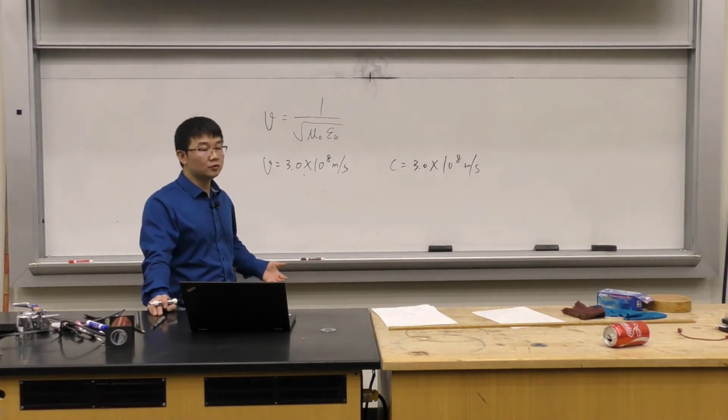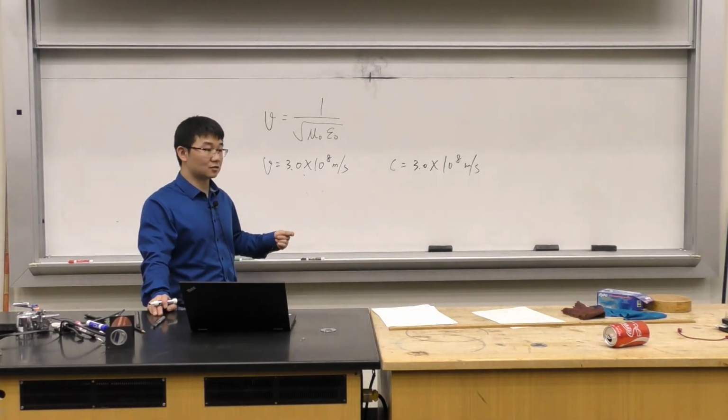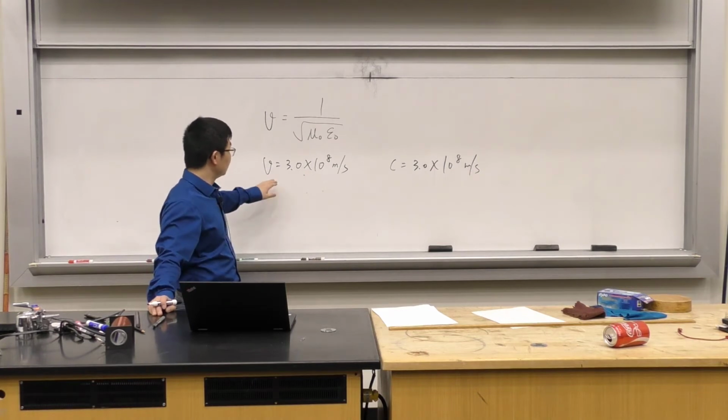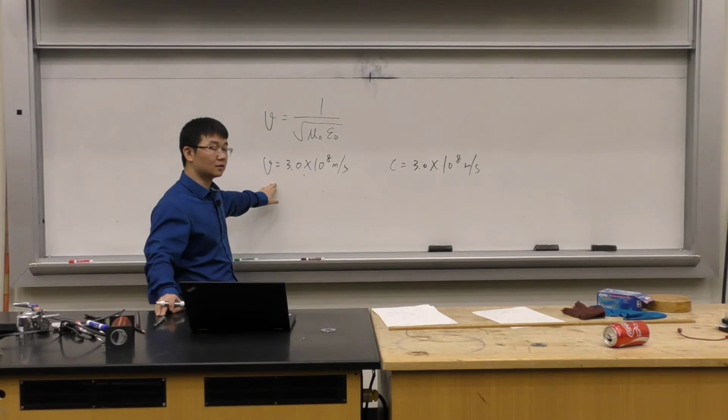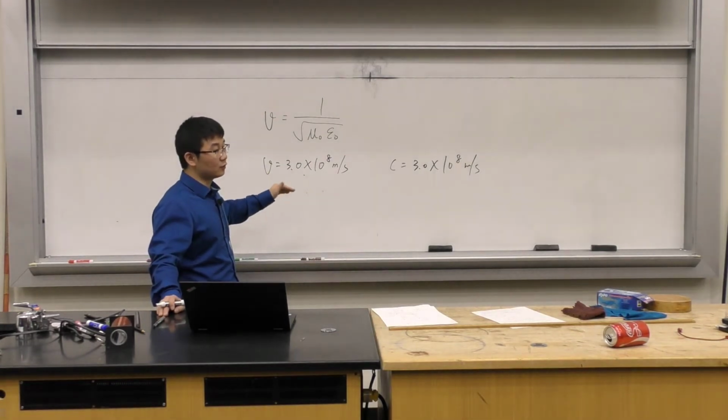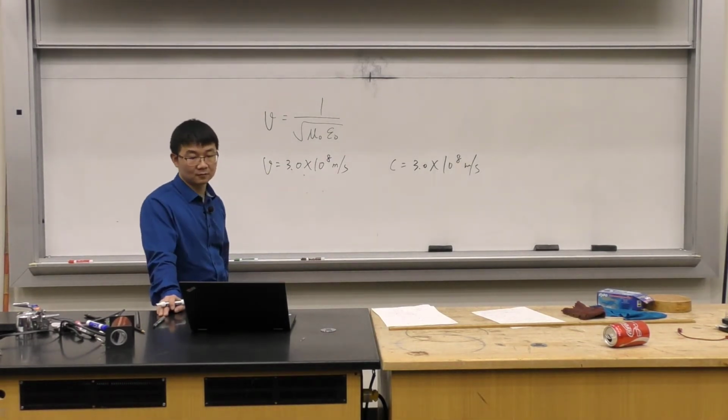Because first of all, no one knew that E&M waves exist. And secondly, no one even expected that these waves, which never existed back in the 19th century, would travel at the speed of light, okay? So this is really weird to Maxwell.